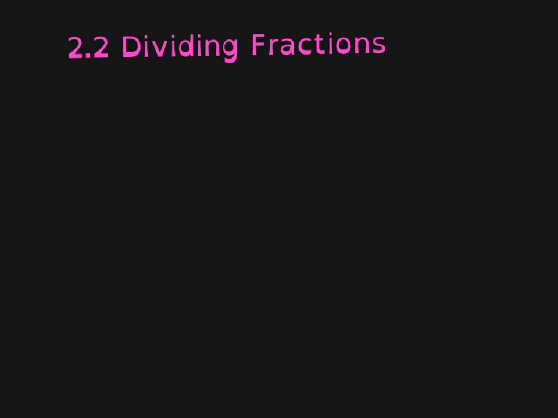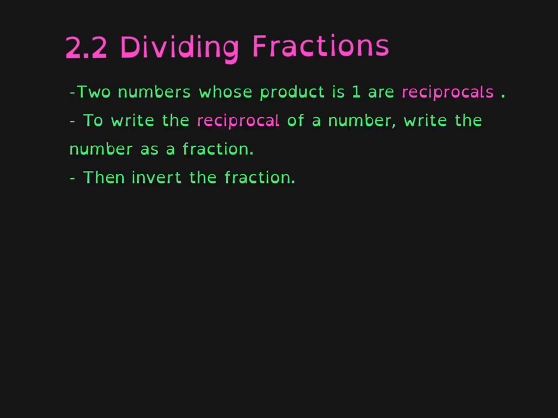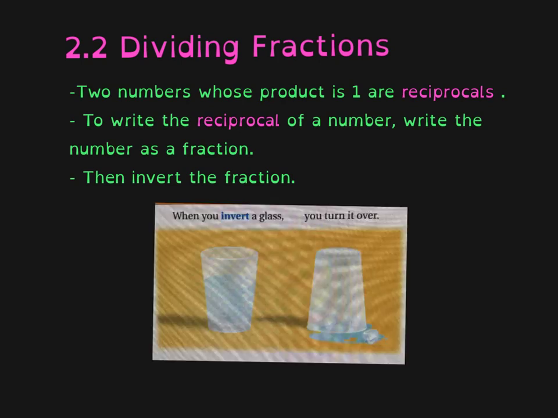2.2 is dividing fractions. All right, so to start off with dividing fractions, you have to understand what the word reciprocal means. Two numbers whose product is 1 are called reciprocals. To write the reciprocal of a number, you write the number as a fraction, and then you simply invert the fraction. So let me show you an example of what reciprocal is.